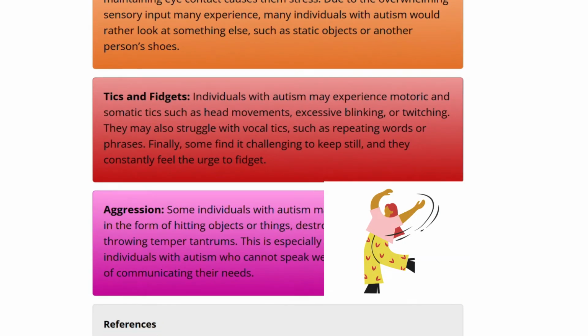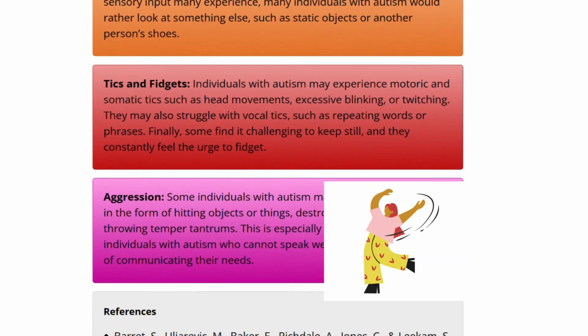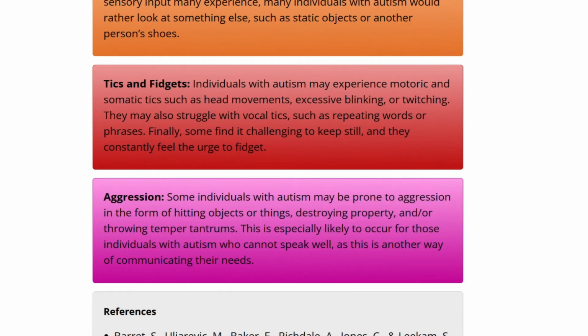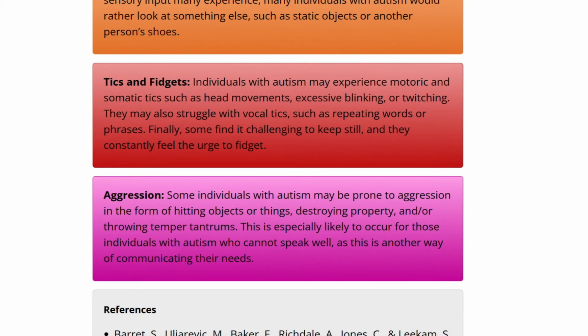So tics and fidgets, it's not what I thought it was. I actually thought it was more like people that have tics because of Tourette's. But no, it can be also other kinds of fidgeting, like stimming and things like that.